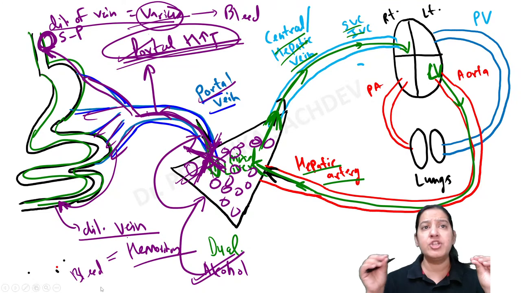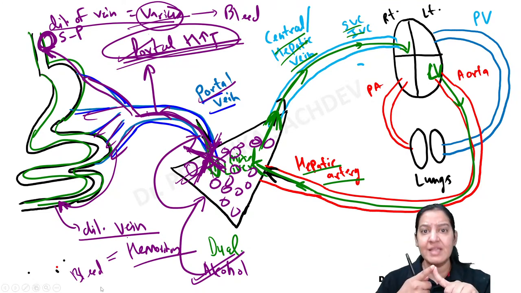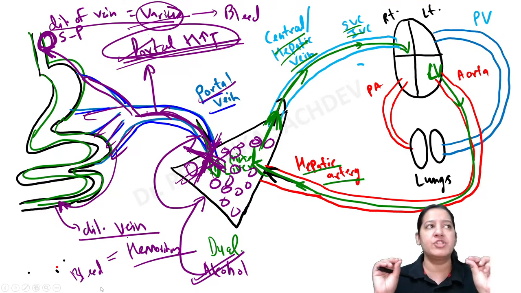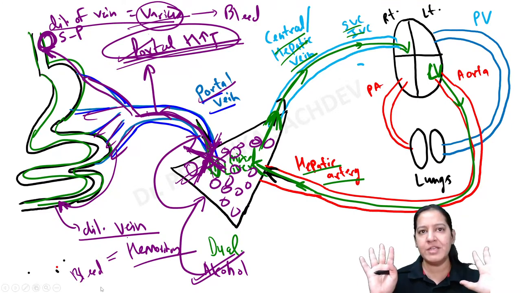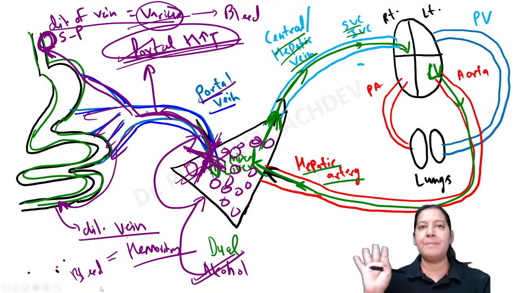But the pathophysiology of both the varices, esophageal varices and anal canal varices. Anal canal varices are hemorrhoids. The pathophysiology is the same. It is in front of you. You got my point? So that is the complete pathophysiology.